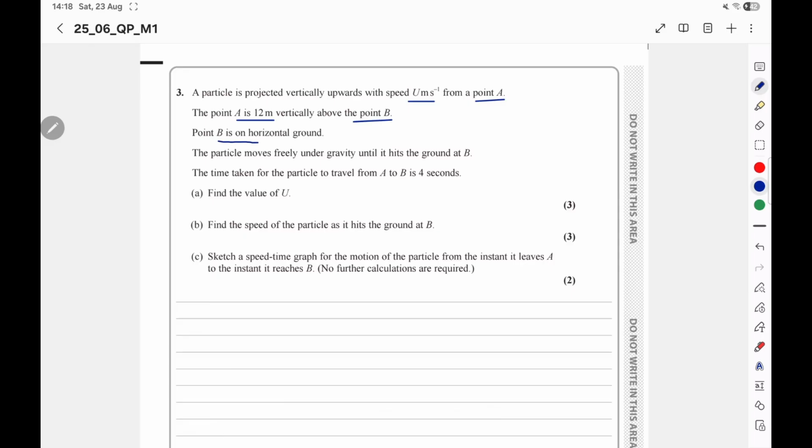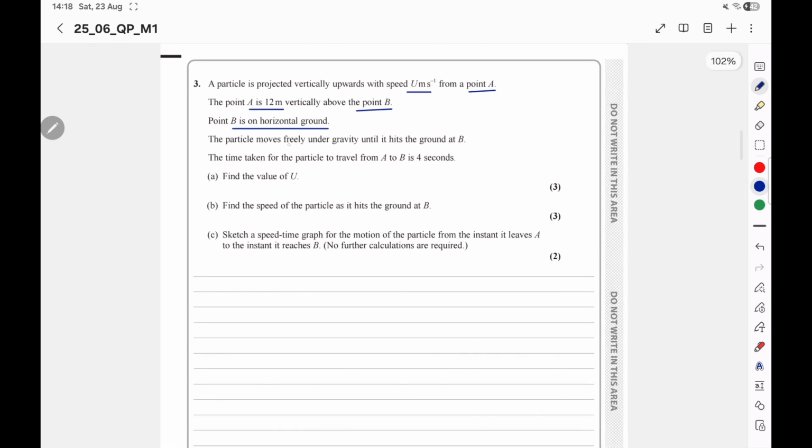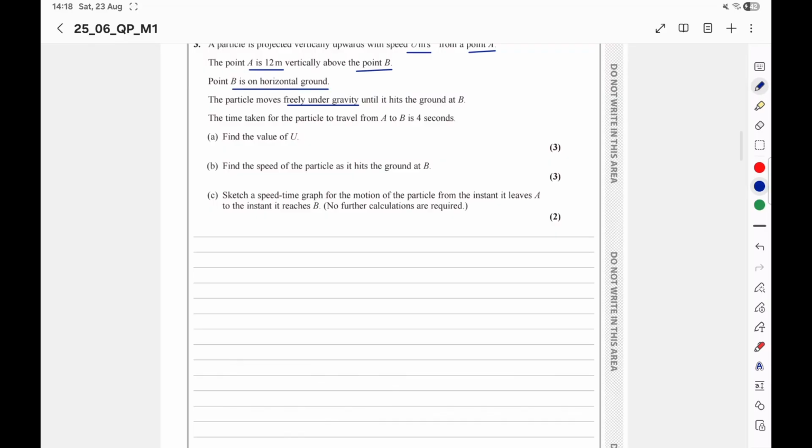Point B is on horizontal ground. So point B is the ground. The particle moves freely under gravity until it hits the ground at B. The time taken for the particle to travel from A to B is 4 seconds. First step, as I have just mentioned, is to draw the journey of the particle.